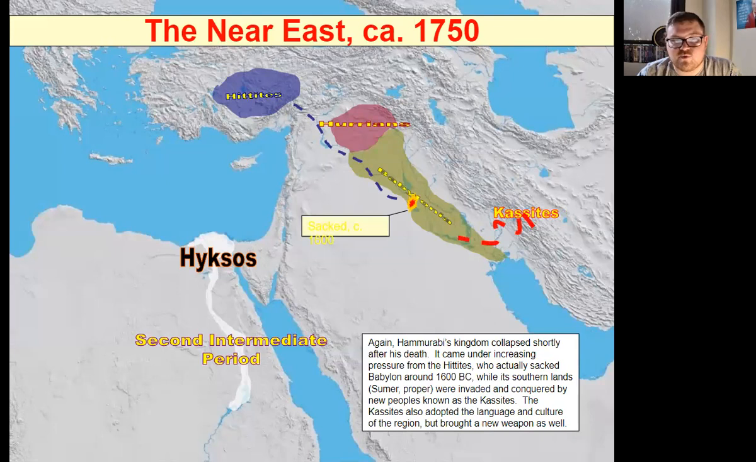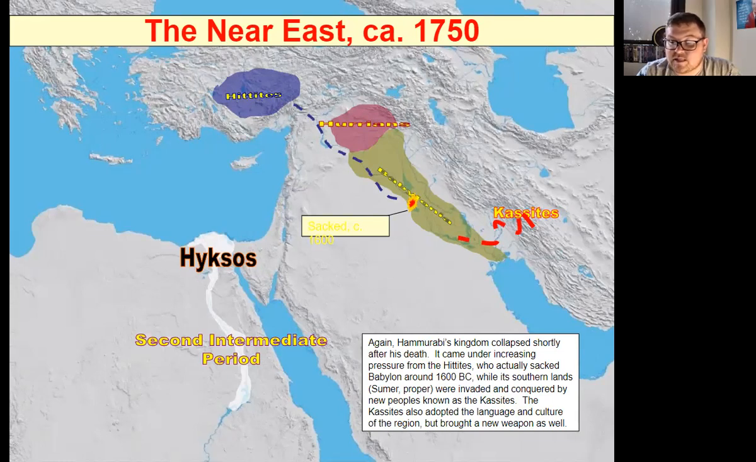We have a lot of people that are just moving around. The Hyksos are now in charge of Egypt during the second intermediate period, and Hammurabi's kingdom collapsed shortly after his death. It came under increased pressure from the Hittites, who actually sacked Babylon around 1600, while its southern lands, Sumer proper, were invaded and conquered by new peoples known as the Kassites.